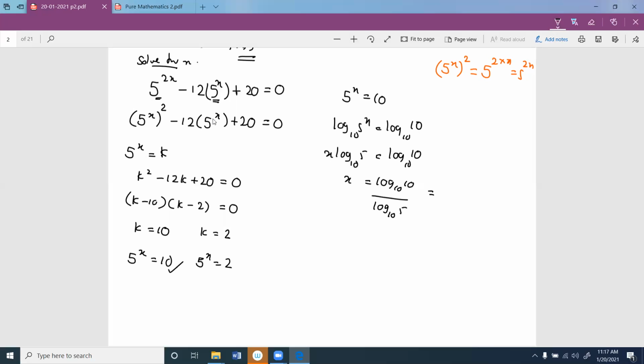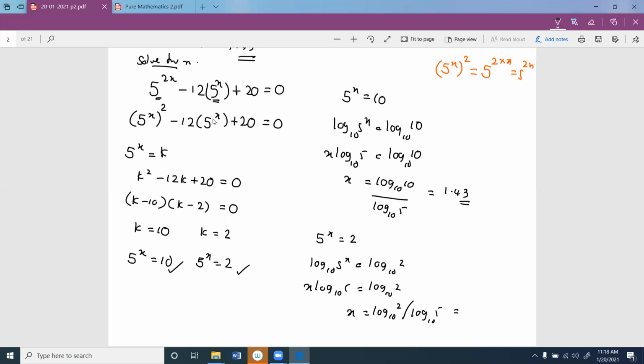1.43 is the answer for that. The next part is, you can just do this much. 5 to the power x is equal to 2. So you can say log 10 of 5 to the power x is equal to log 10 of 2. So x times log 10 of 5 is equal to log 10 of 2. So x is equal to log 10 of 2 divided by log 10 of 5.